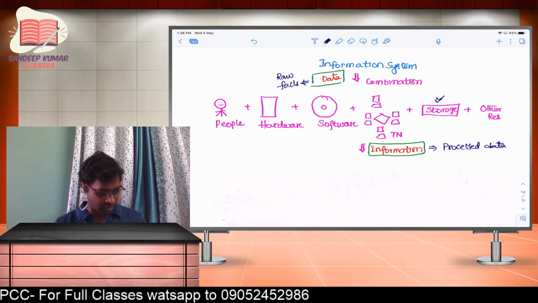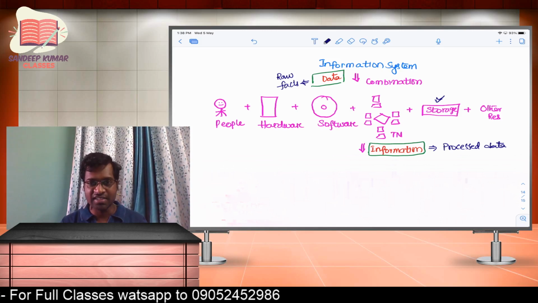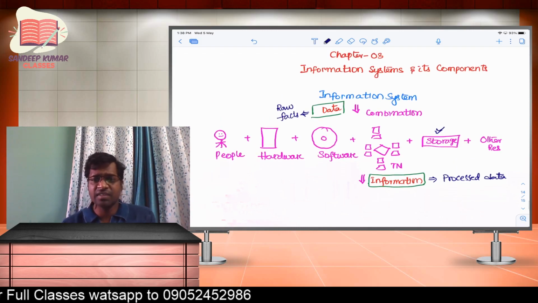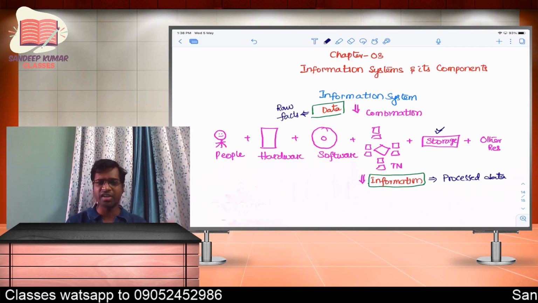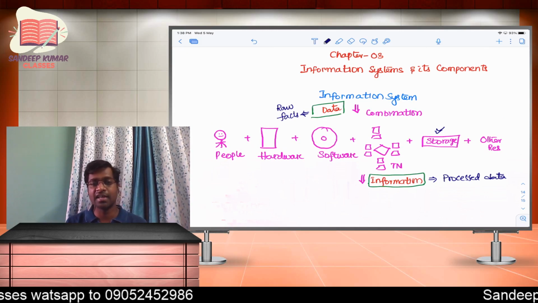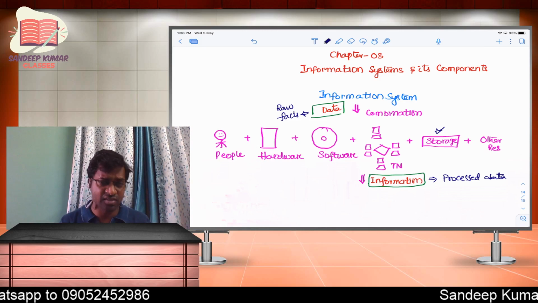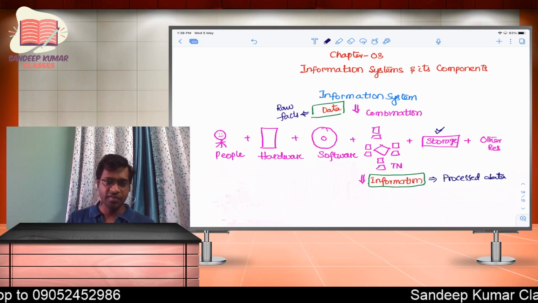You may ask me, sir, why do we require information systems? What exactly is an information system? These information systems are nothing but software. Predominantly we can call it software. Even though we are using different components, we call this information system software itself. Again, which type of software?